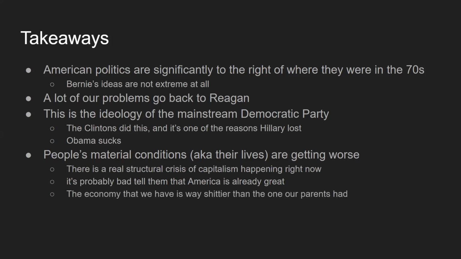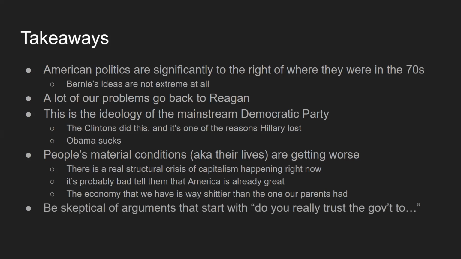The economy that we have is way shittier than the one our parents had. I think we all say fuck boomers, but like I was saying before, college cost like a nickel and you could buy a house for like $37 in San Francisco. That's just not what we have right now. The economy is objectively getting much worse than it was in the past.